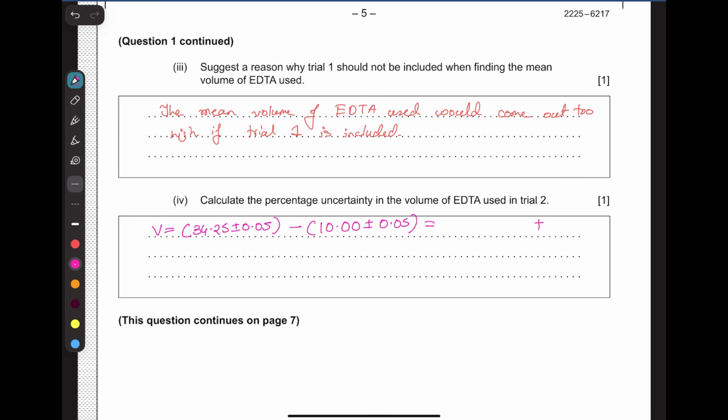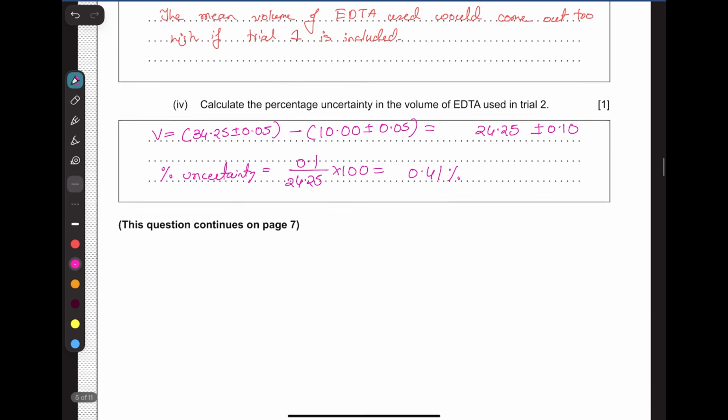So what happens to the uncertainties? The uncertainties will get added up. So uncertainty will be 0.10 and this will be 24.25. This is the volume. And then the percentage uncertainty, this would be 0.1 divided by 24.25 times 100, which gives you 0.41% approximately. That's the answer to part 4.